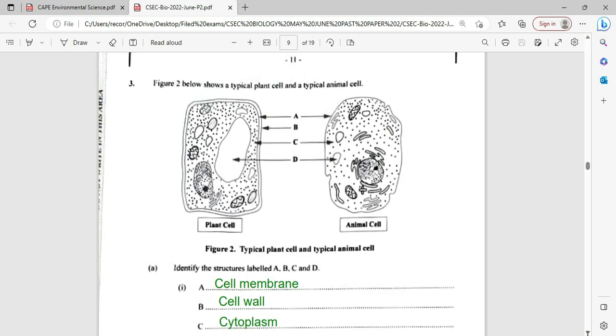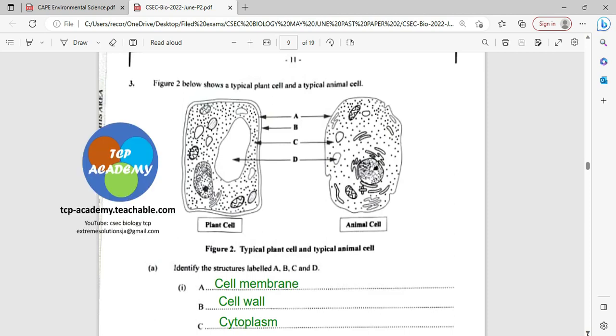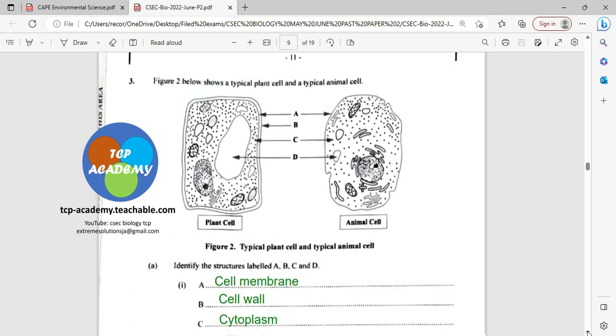So we're supposed to identify the parts labeled A, B, C, and D. Of course, A, remember that if you are drawing, you're not supposed to use an arrowhead. I'm not too sure why CXC continued to do this wrong practice. So A there represents the cell membrane. B, of course, is going to be the cell wall, and cell walls are only found in plant cells. Cytoplasm is going to be our C, and of course, D is going to be our vacuole.